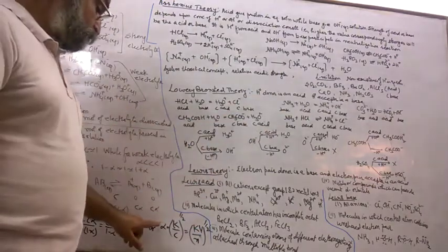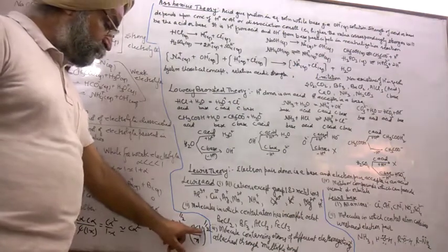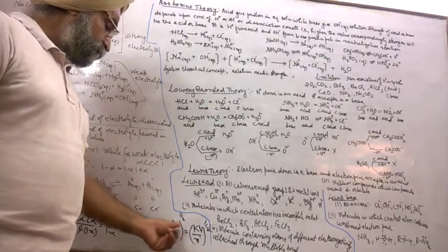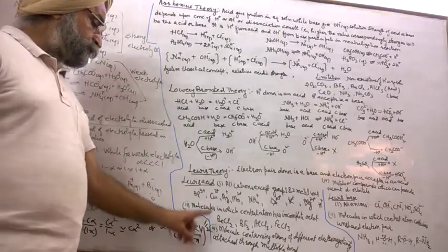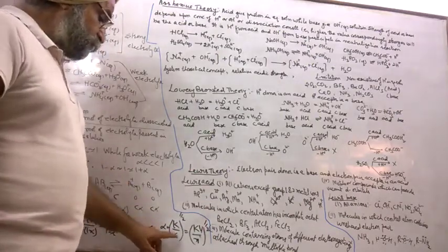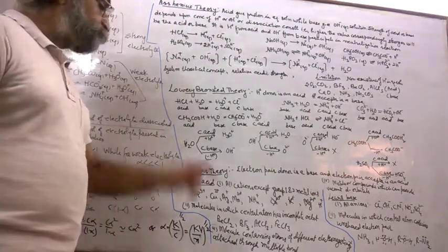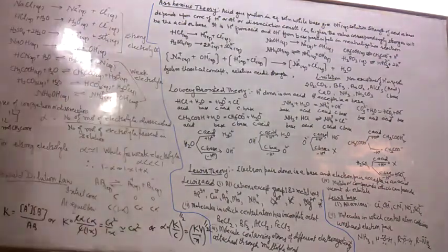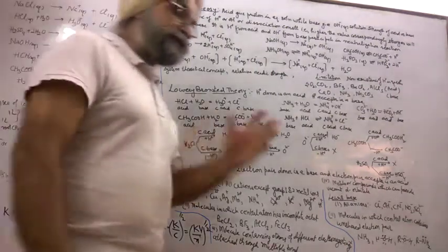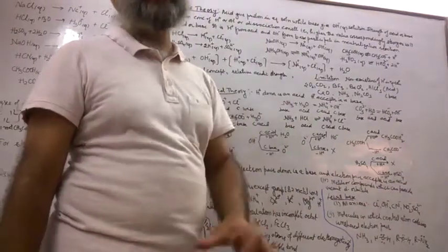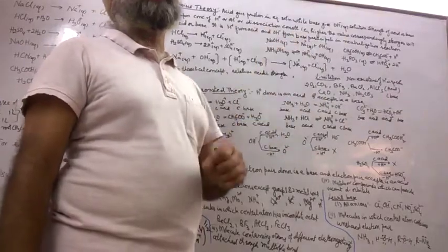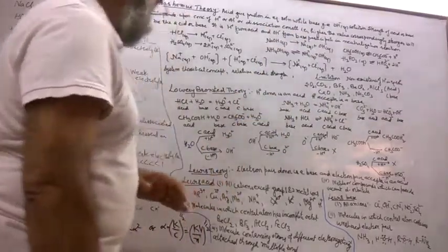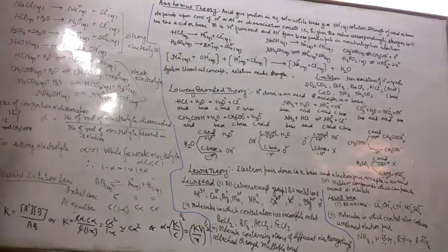So those who dilute, V increases and hence alpha increases. Alpha is directly proportional to the square root of volume, and inversely, concentration decreased, volume increased. So on dilution, the degree of dissociation increases. Means more and more ions are formed in case of weak electrolyte on dilution. You have to keep in mind this concept.